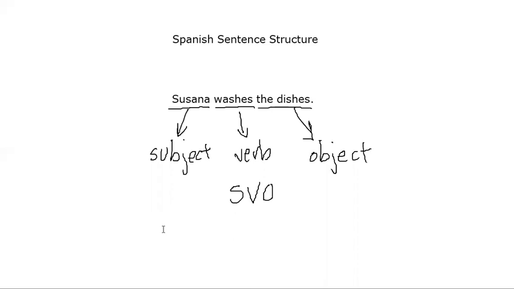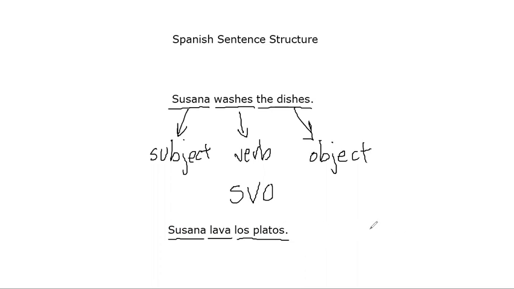Susana washes the dishes. In Spanish, we would say Susana lava los platos. So again, we have a subject at the beginning of our sentence, Susana. Then we have our verb, lava, which means washes, and we have los platos, the dishes. So same word order, subject, verb, object.